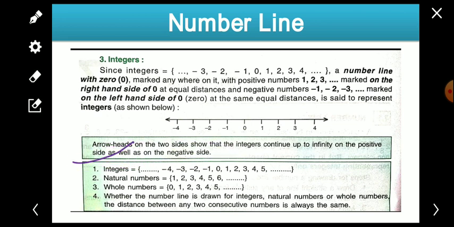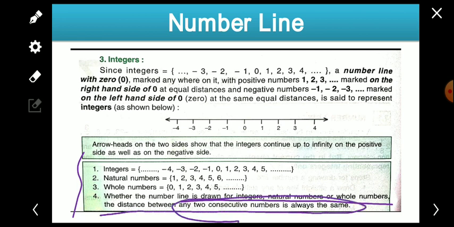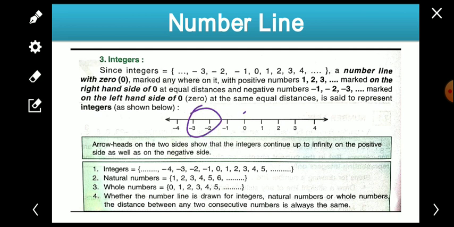Integers we have understood, natural numbers we have understood, and whole numbers we have understood. These things have been explained, and we discussed them much earlier. So whether the number line is drawn for integers, natural numbers or whole numbers, the distance between any two consecutive numbers is always the same. Already many a time I have explained that the distance between two consecutive numbers should be the same everywhere. The distance between 3 and -3 and -2, whatever the distance between this, the same distance should be here also. Means the distance between two consecutive numbers should be the same all the time, always.